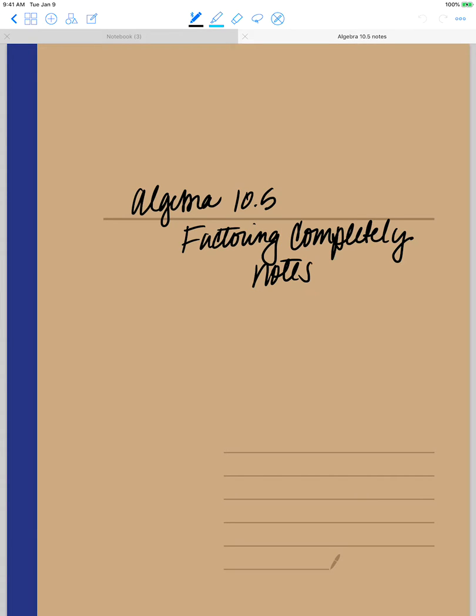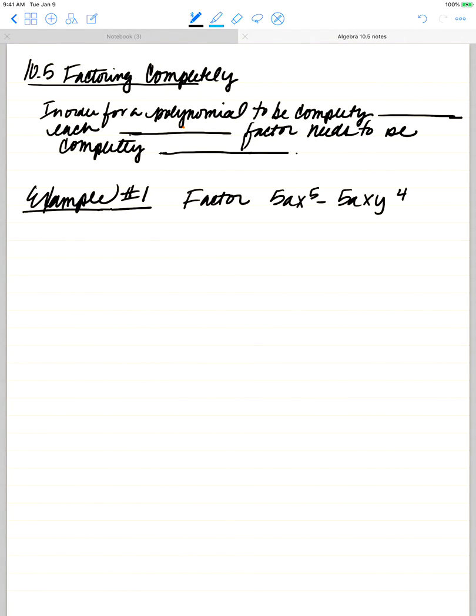All right, algebra, last section in chapter 10, factoring completely. There are further ways we can factor things over the set of what's called complex numbers. We are not getting into that in this course at all. So for the sake of what we're doing, we will consider a polynomial to be completely factored when it cannot be factored any further over the set of integers.